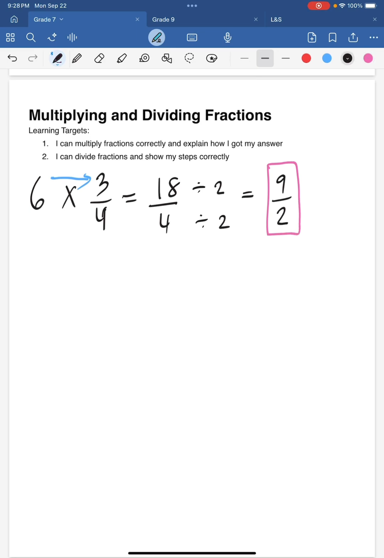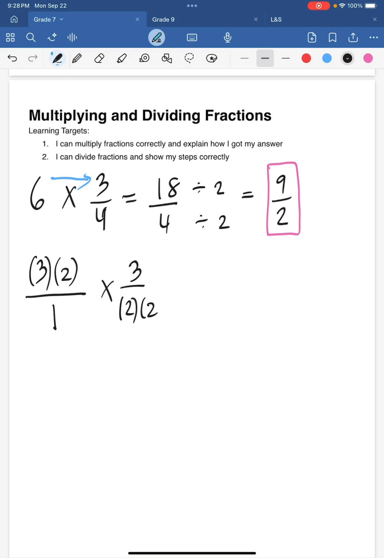Another option as well, based on the given, when we apply prime factorization, we could have it this way. The prime factors of 6 are 3 and 2, over 1, because again, 6 divided by 1 is still 6, times 3. And then the prime factors of 4 are 2 and 2. So based on this, we could still cancel 2 and 2. So we could just multiply the 3's here on the numerator. So 3 times 3 is 9, and 1 times 2 is 2. So we still got the same answer based on the given.